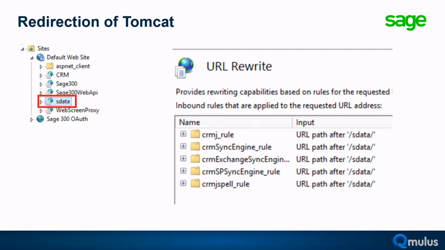In IIS, this is the sort of setup that you will see. So we see under sites, we've got our default website. So if it was example.com, our default website would be example.com. And then we've got our CRM site, which will be our CRM install. And then we've got our S-Data site. For every CRM install, you'll always see a different site name. So it could be CRM, it could be CRM1, 2, 3, 4, 5, however many CRM installs you have, but there will always only be one S-Data site.